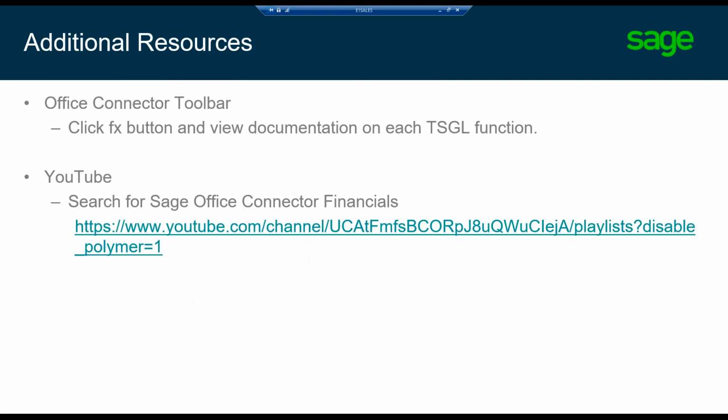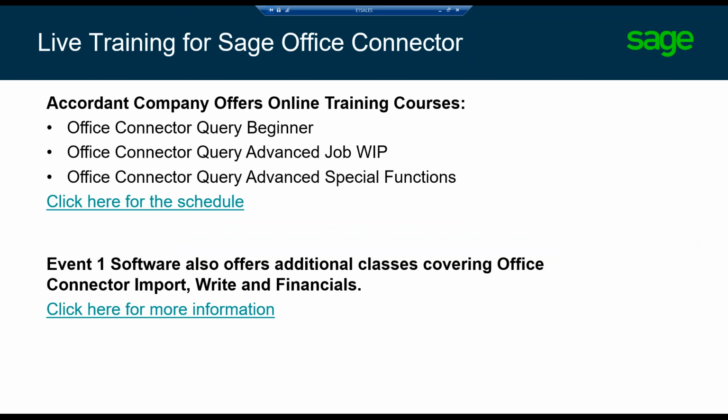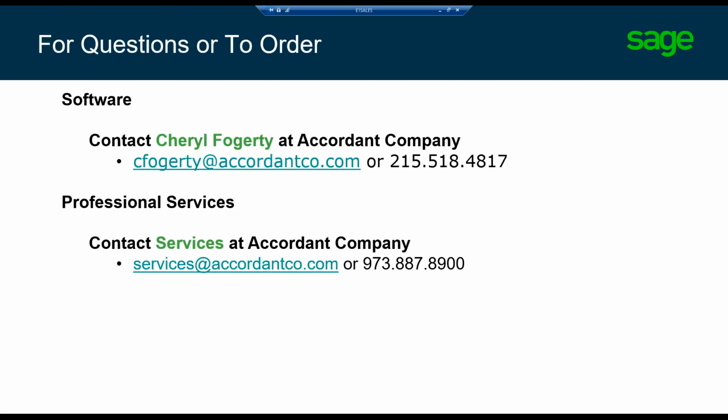The Office Connector toolbar, I showed you, has a button that shows you all the financial functions, the YouTube channel, and all the financial trainings there. There are training classes available. You just contact Accordant for these. It's how you get into the query beginner or learning financials. There's how to do aggregate functions. There's quite a lot in that. So there you go for links on that. And then this is the contact information for Accordant.